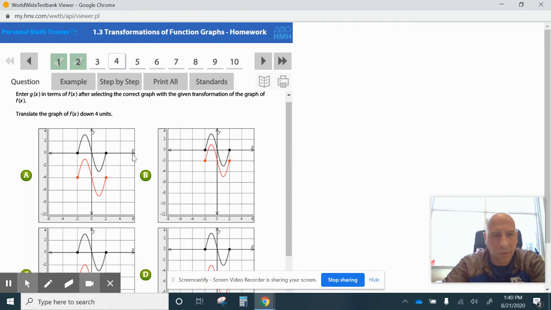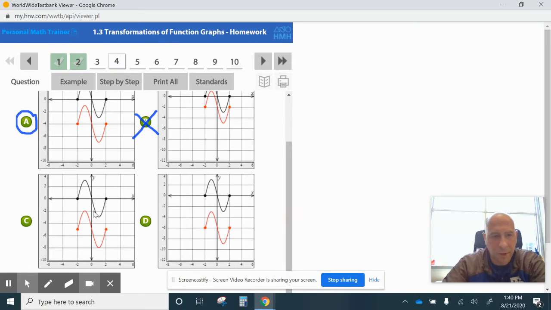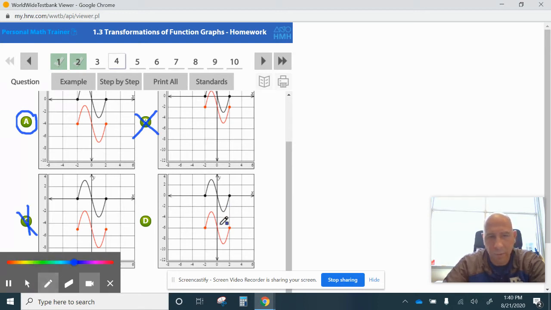Okay. So now we're counting by 2. So 2, 4. This A looks okay. I'm saying that A looks like it's the answer, but let's look at all the other answer choices. This only went down 2, so we know it's not B. This one went down 2, 4, 5, so it's not C. And then this one went down 2, 4, 6, so it's not D. So the answer is A.